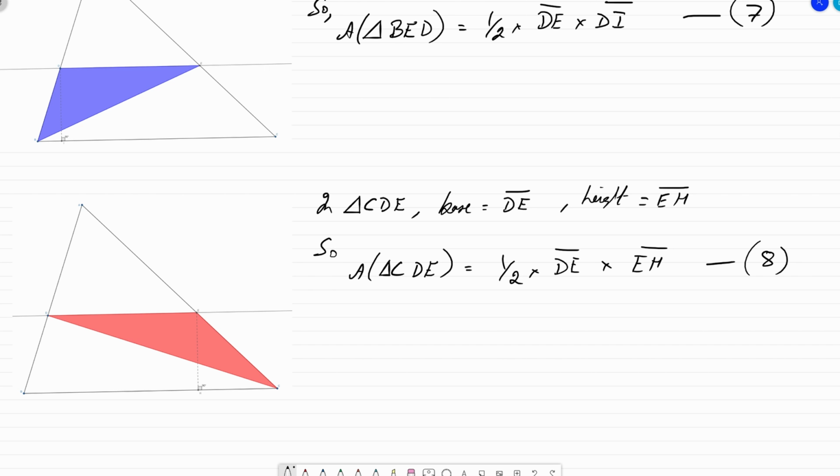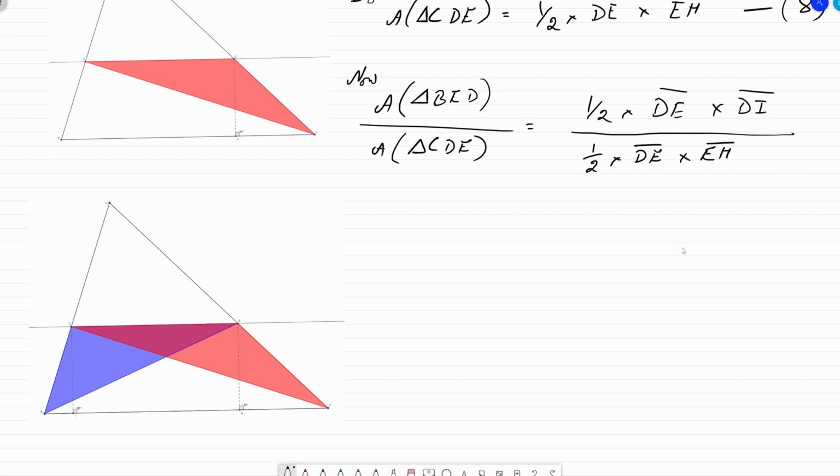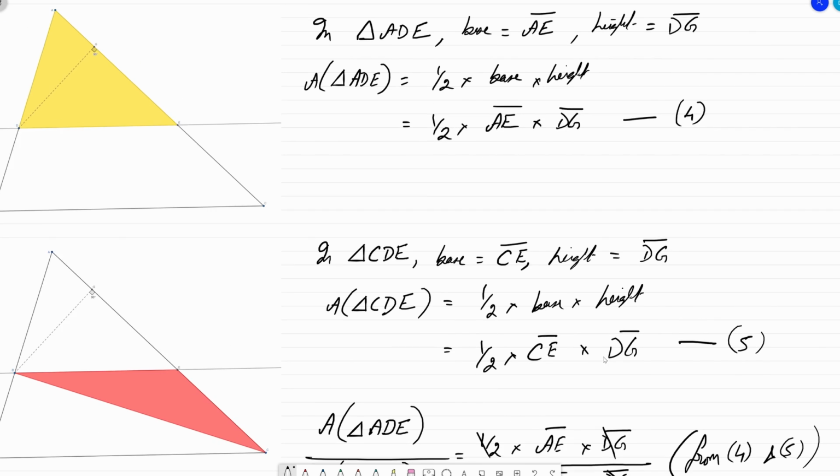Now I'm going to write the ratio of the two triangle areas. How? Here it is. Now the bases are same, you see, DE upon DE. They are same. And DI is equal to EH. This means area of BDE is equal to area of CDE. Now this is an important property. So we have got 9 findings.